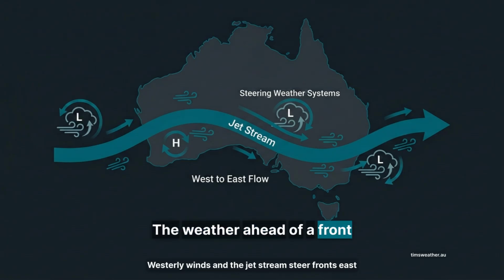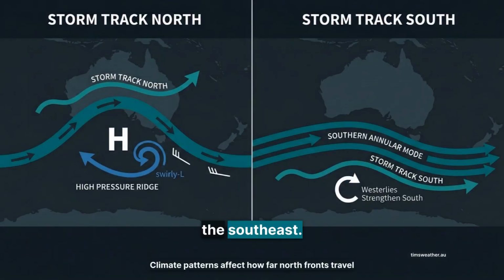The weather ahead of a front is not always cool. A prefrontal trough can drag hot, dry inland air towards the southeast. That can lift temperatures, lower humidity, raise dust, and increase fire danger before the cool change has even arrived. Then the front itself passes.